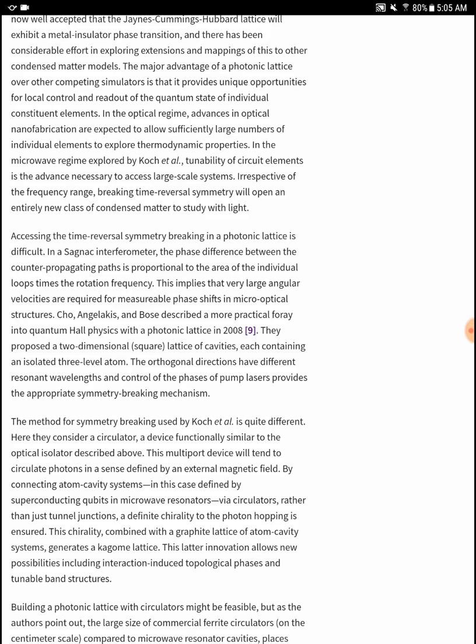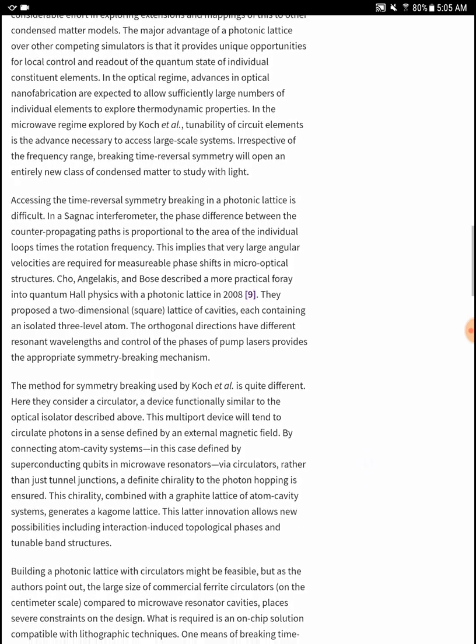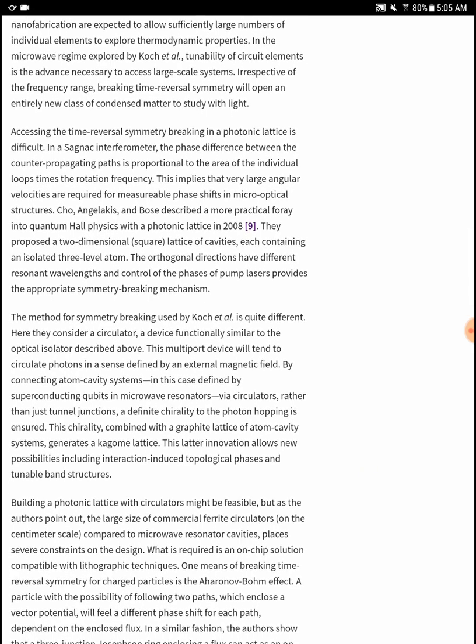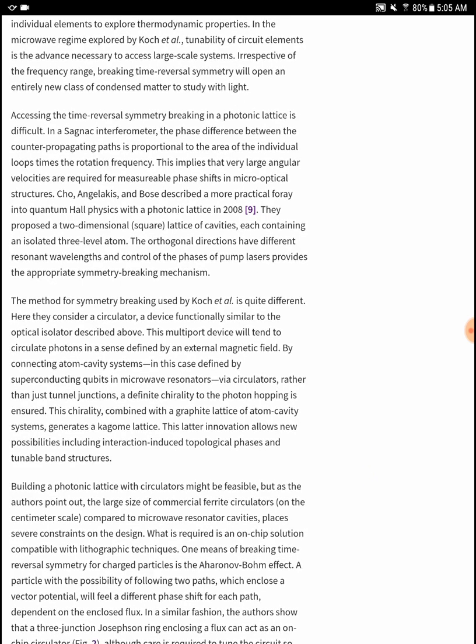A major advantage of a photonic lattice over other competing simulators is that it provides unique opportunities for local control and readout of the quantum state of individual constituent elements. In the optical regime, advances in optical nanofabrication are expected to allow sufficiently large numbers of individual elements to explore thermodynamic systems. In the microwave regime explored by Koch et al., tunability of the circuit elements is the advance necessary to access large-scale systems.